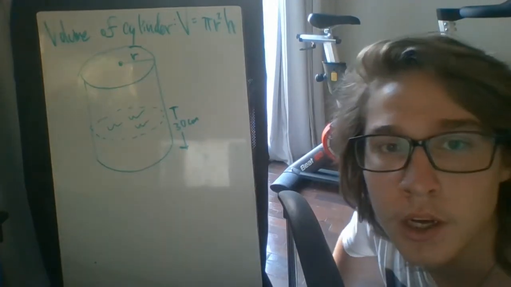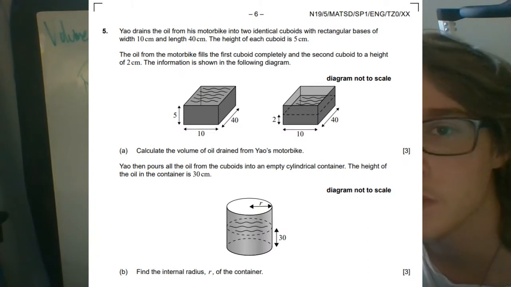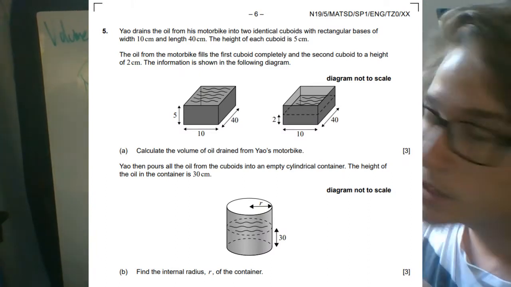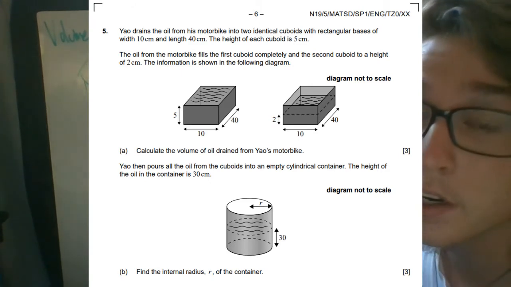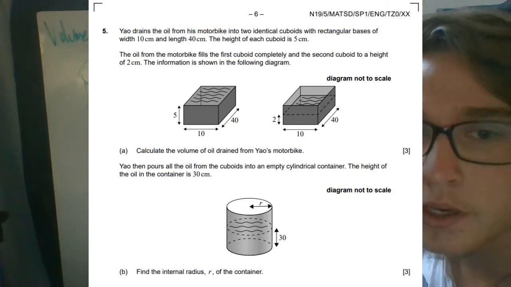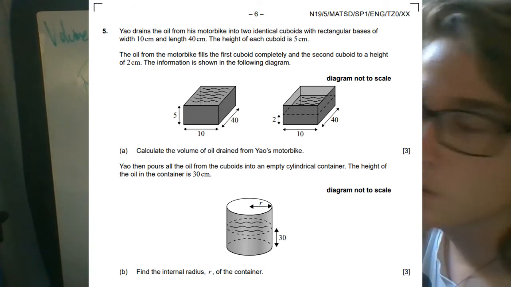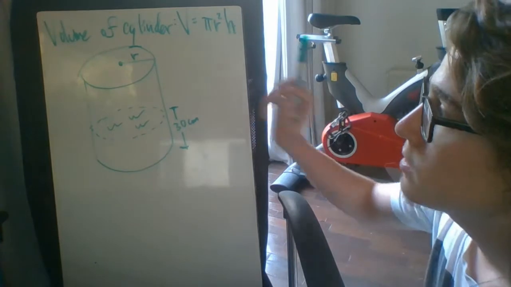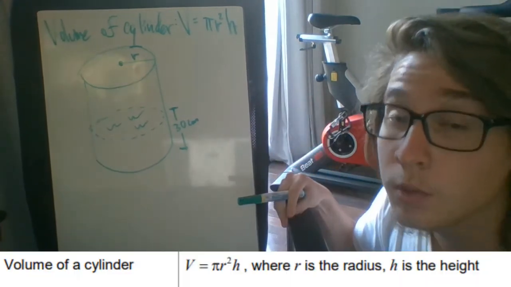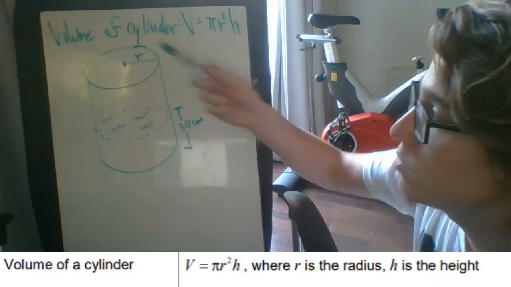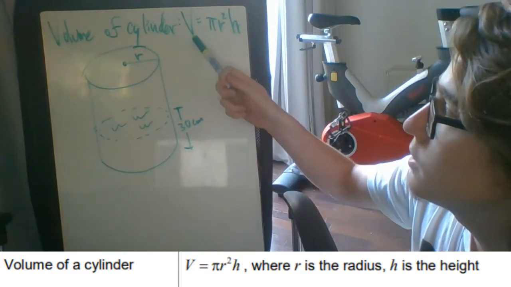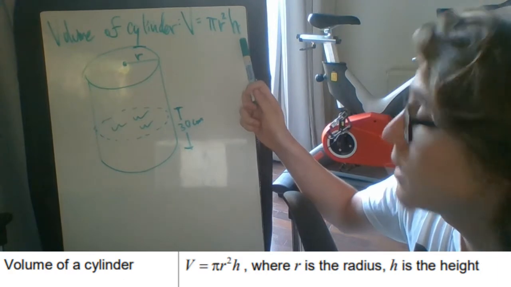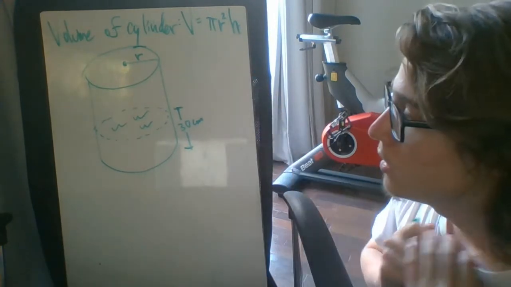For part B, Yao pours all the oil from the cuboids into an empty cylindrical container, which is right here. The height of the oil in the container is 30 centimeters. So the container is not all filled. It asks us for the internal radius r of the container. First things first, it tells us it's a cylinder, and in the formula booklet, we have the volume of a cylinder, which is volume equals pi times r squared times h, r being radius and h being height.